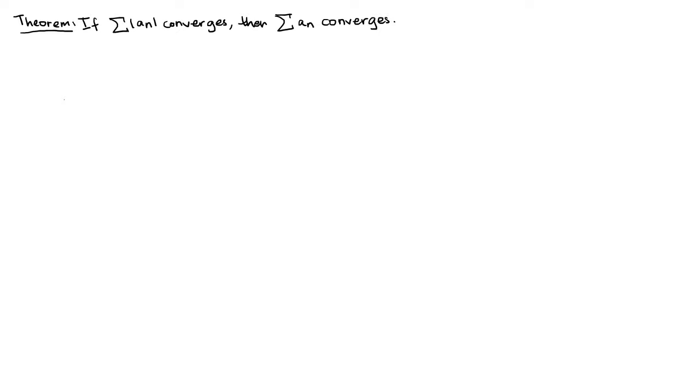If we can show that the series whose terms are the absolute value of a_n converges, then the series whose terms are just a_n is also going to converge. That gives us an important strategy for showing convergence of series with positive and negative terms.